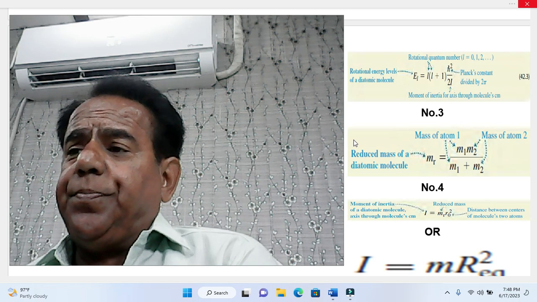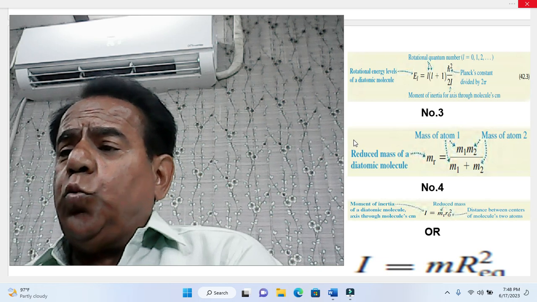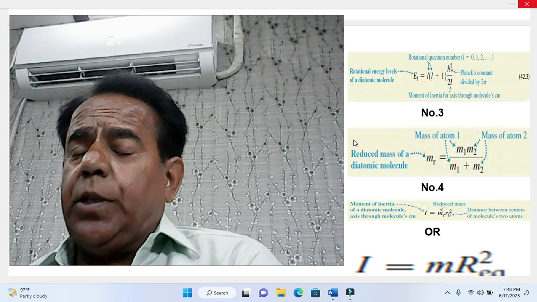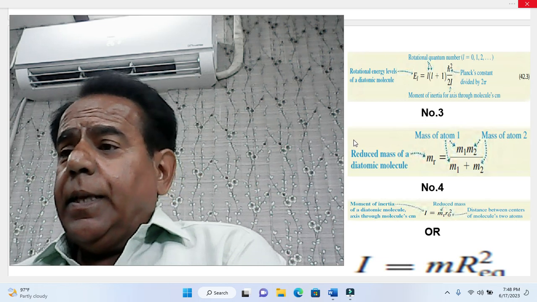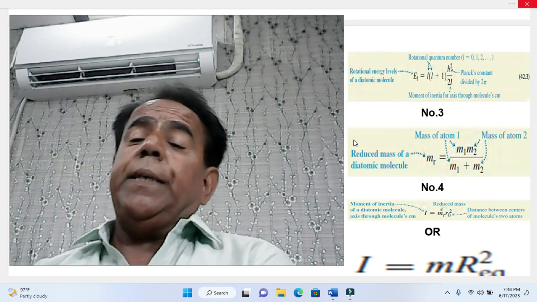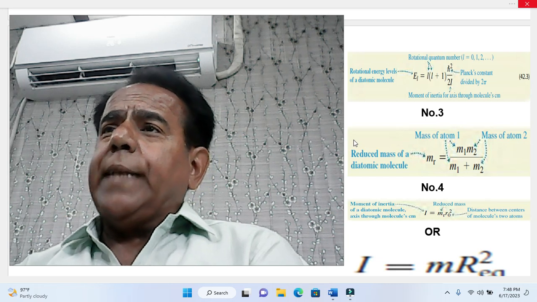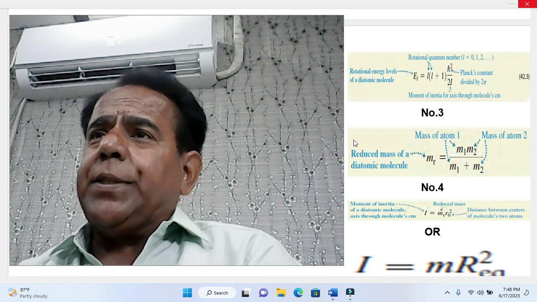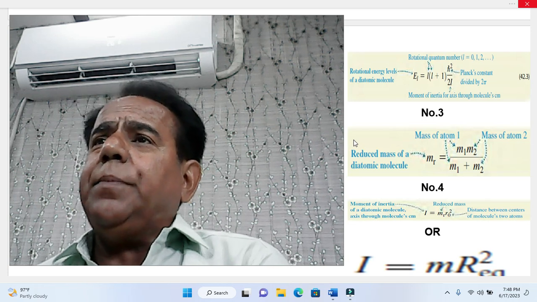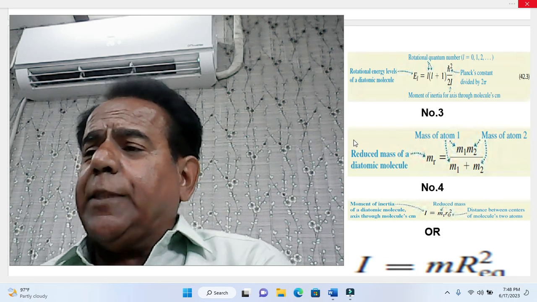H cut is Planck's constant divided by 2 pi. Dear students, we know that Planck's constant is denoted by H, but here Planck's constant has been divided by 2 pi, and we know that pi, which is 22 by 7, is a very special number. Its decimal representation is non-terminating, non-repeating. It goes endlessly. Pi is a very special number.